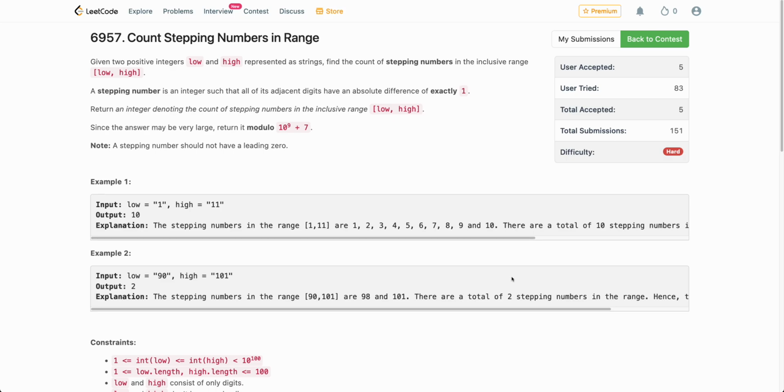Hello everyone, welcome back. In this video, we'll be discussing the last problem of today's weekly contest, count stepping numbers in the range. The problem is very interesting. It is a very straightforward application of digit DP. We have already discussed this technique in this channel.